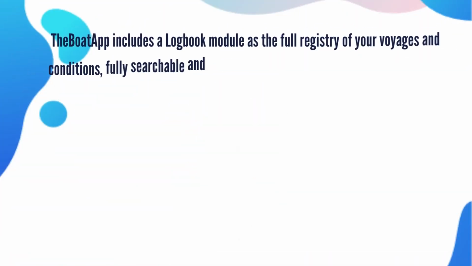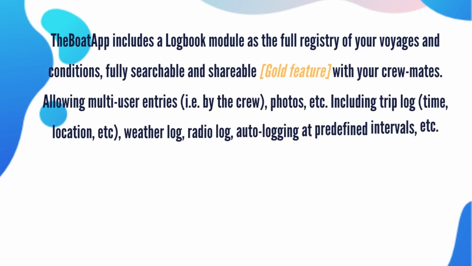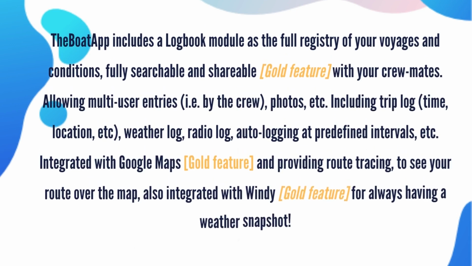The Boat app includes a logbook module as the full registry of your voyages and conditions, fully searchable and shareable with your crewmates. Allowing multi-user entries, for example by the crew, photos, etc. Including trip log, time, location, etc., weather log, radio log, auto-logging at predefined intervals, etc. Integrated with Google Maps and providing route tracing to see your route over the map. Also integrated with Windy for always having a weather snapshot.